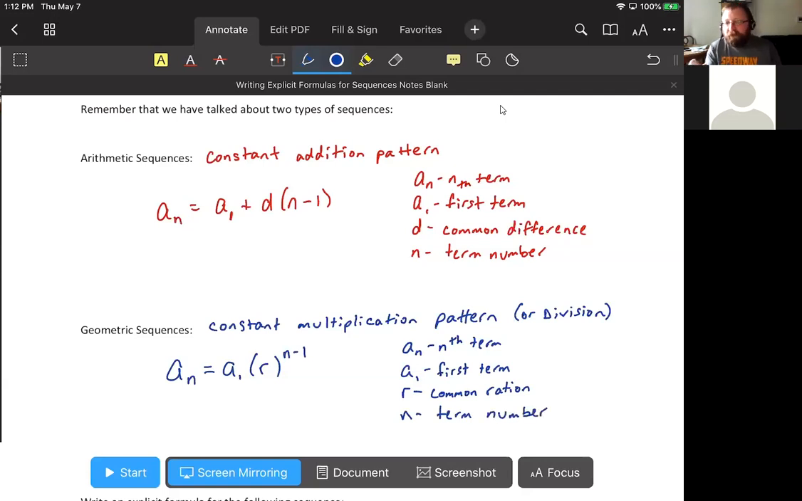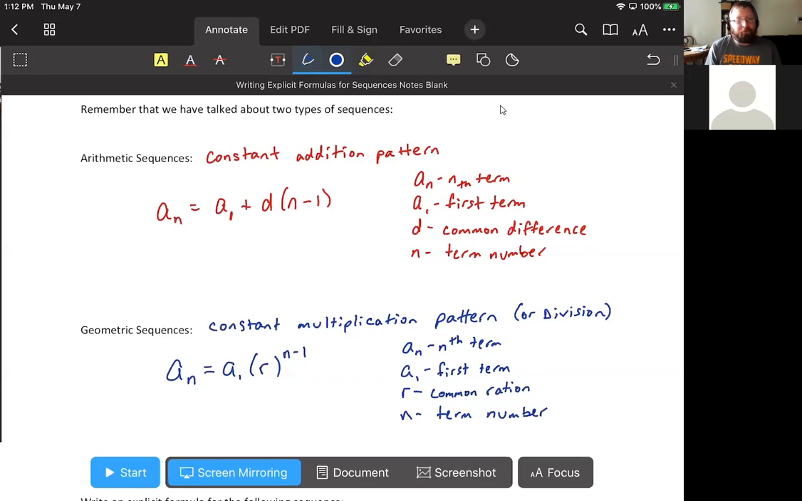Again, a sub n and n are going to be your variables in your explicit formula, so you're not going to plug anything in for those. Basically it's a two-step process. You need to identify whether it is arithmetic or geometric, and then you need to plug the common difference or common ratio and first term into the general equation to come up with the specific equation for that sequence. So we're going to go through a bunch of examples here to show you how that process works, and then that will be it. That'll be the end of Algebra 2 instruction for this school year.